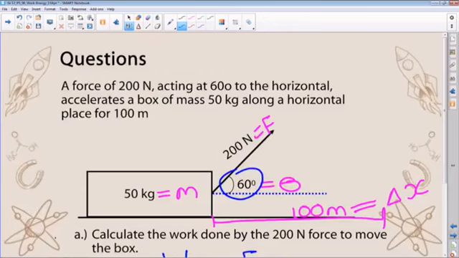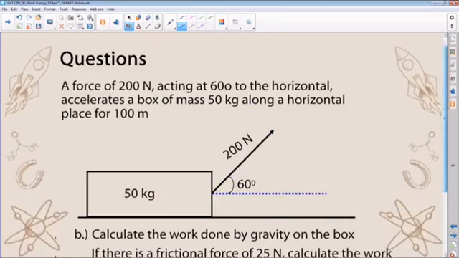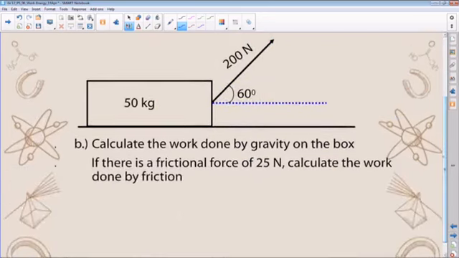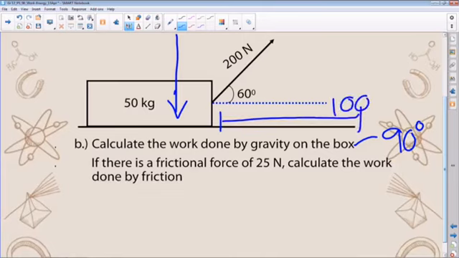Okay, so now we're going to go to the work done by gravity on the box. We're looking at the first part. First of all, we've got to recognize something. Gravity acts down, so gravity is acting at 90 degrees to the object's movement. Still moving 100, that hasn't changed. But what we want to know is what is the force of gravity? The force of gravity must be the object's weight.